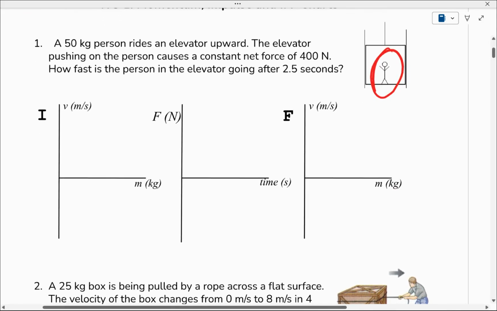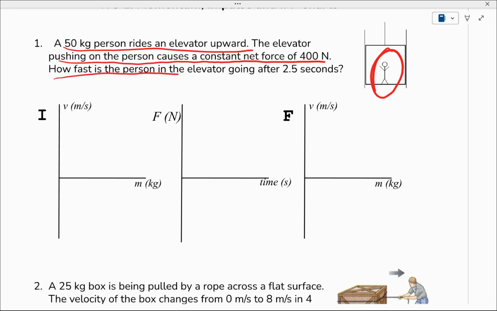Okay. So as any good first step for any problem solving is reading the problem very carefully and determining what information is being given. It says a 50-kilogram person rides an elevator upward. The elevator is pushing on the person, causing a constant net force of 400 newtons. How fast is the person in the elevator going after 2.5 seconds?